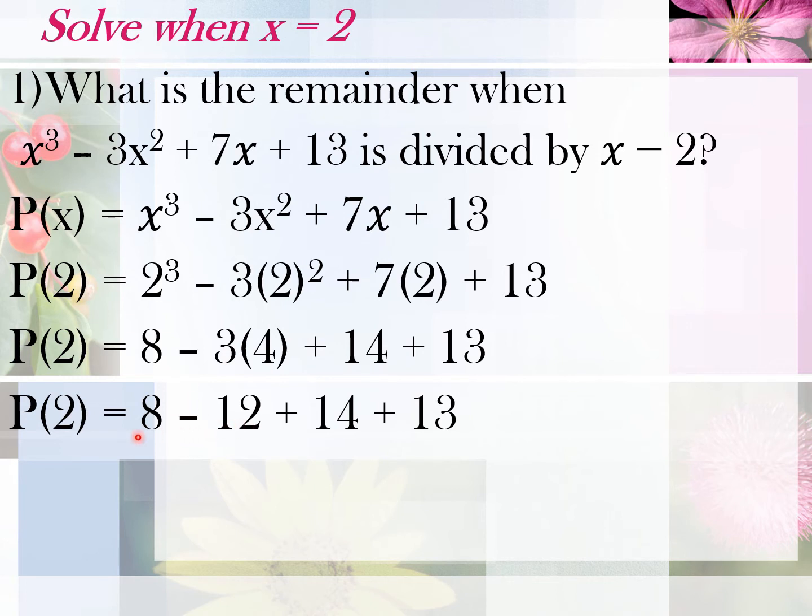Then, simplify tayo. We have subtraction and addition na lang natitira. So, start tayo from left to right. We have 8 minus 12 is negative 4, plus 14 is 10, plus 13 is equal to 23. So, ibig sabihin yung P of 2 natin is 23. Same answer yung nakuha natin na remainder using synthetic division.